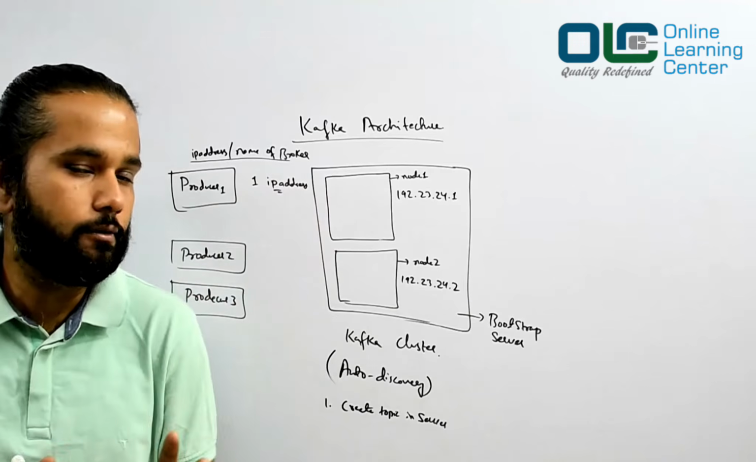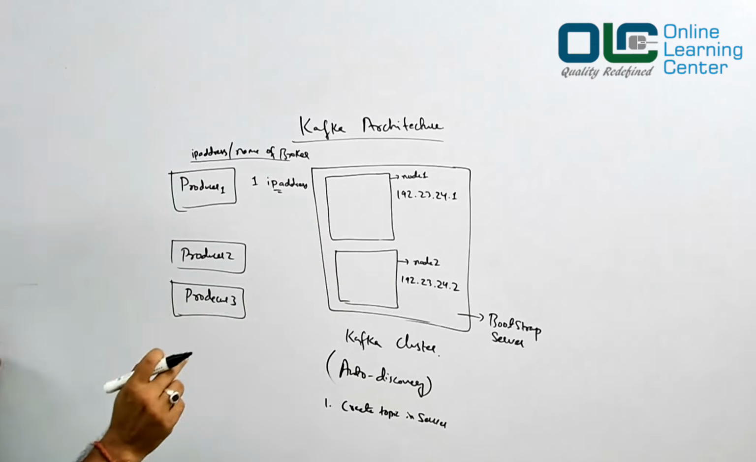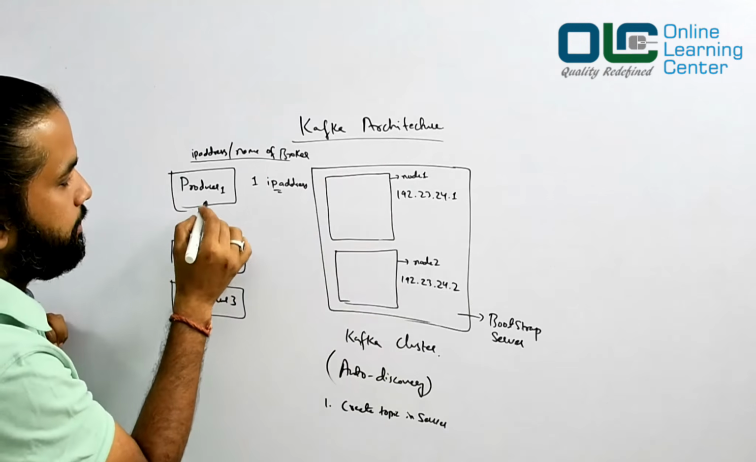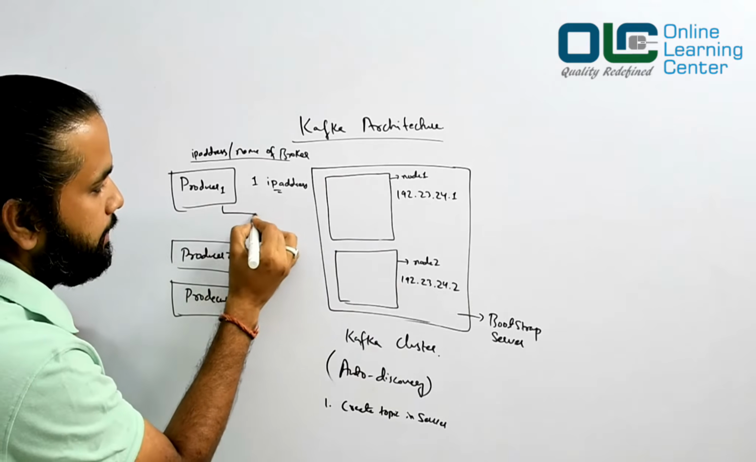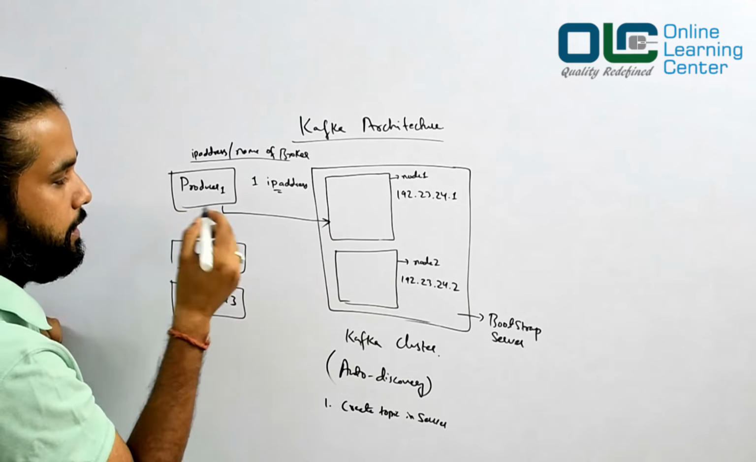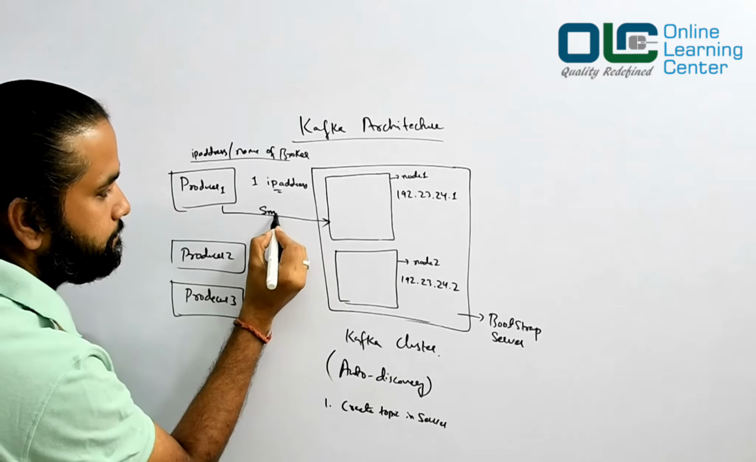Okay, so we'll talk about that practically in the sessions. So you will create a topic in the server, done, and once it is done, the producer can start writing the data into the topic. Okay, so let's say this producer is writing data into a topic called SMS.